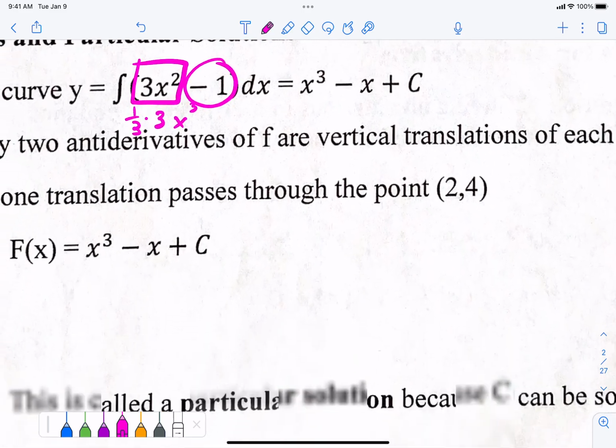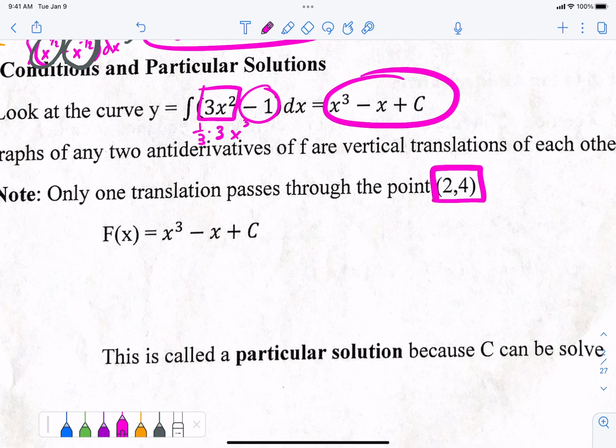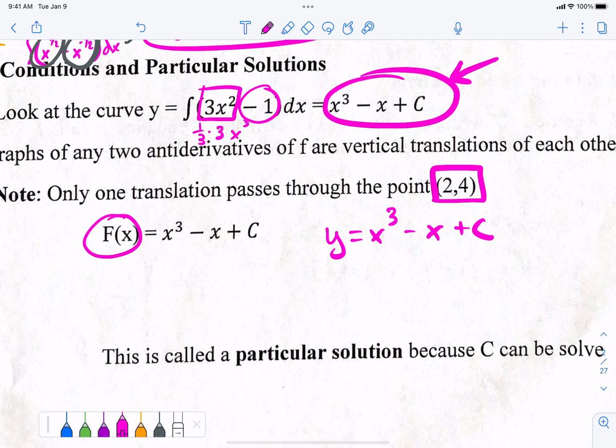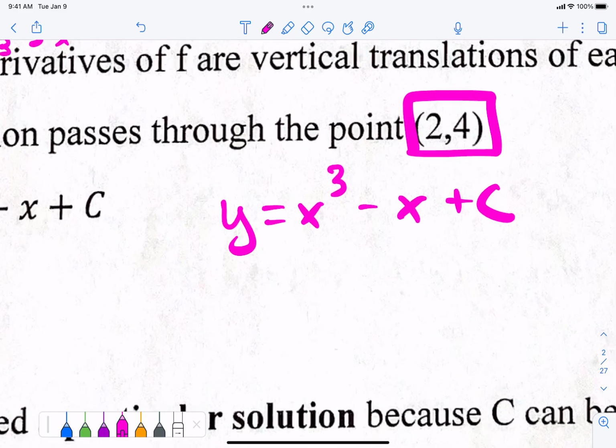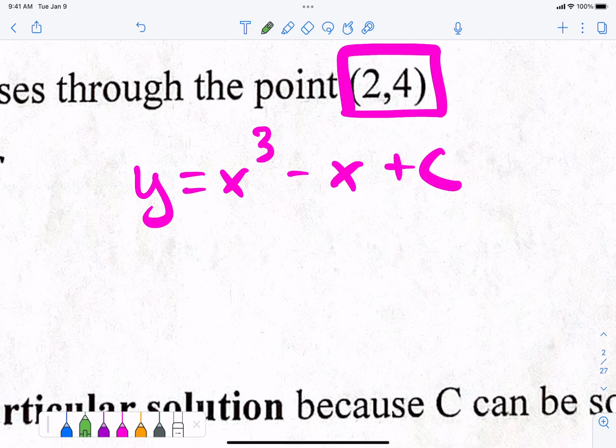They are telling me that I want this antiderivative to go specifically through the point 2 comma 4. So what I have right here is my antiderivative, y equals x to the third minus x plus c. I'm going to incorporate a y coordinate in there. They called it F of x with a capital F, meaning the antiderivative. Now to find c, all I do is plug 2, 4 in for x and y, so I can figure out what number c actually is.